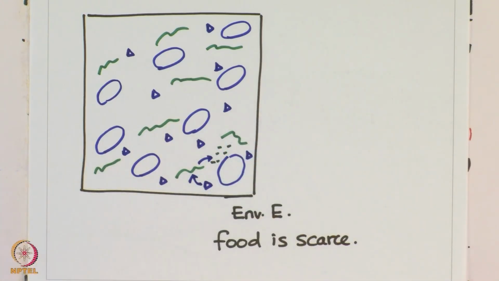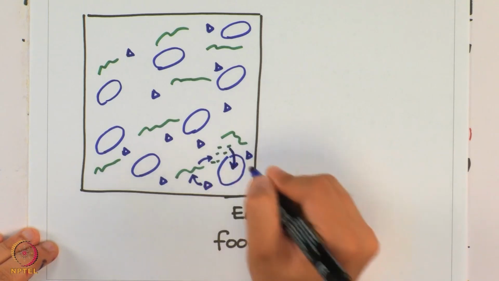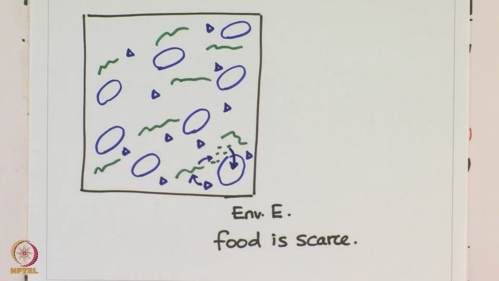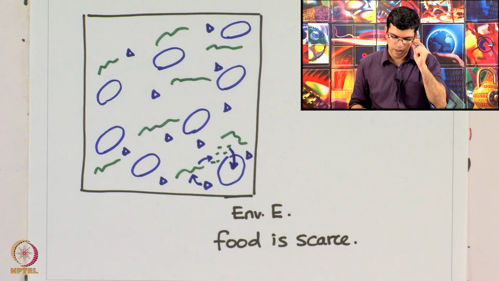So, the polymer gets broken down because of this extracellular enzyme, and that broken monomer is then taken up by the bacteria and used for growth. So, this is the scenario that we have, and all individuals in the population belong to this particular genotype.